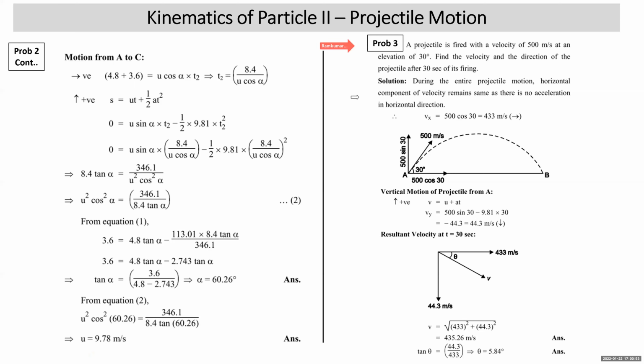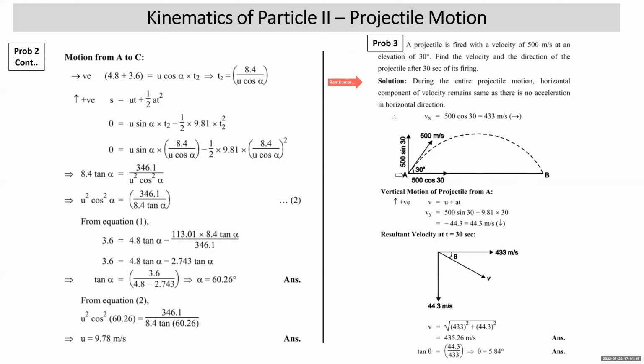Let's move to problem number 3. A projectile is fired with a velocity of 500 meters per second at an elevation of 30 degrees. Find the velocity and direction of the projectile after 30 seconds of its fire. We know that during the entire projectile motion, the horizontal component of the velocity remains the same as there is no acceleration in the horizontal direction. We have drawn a tentative diagram.